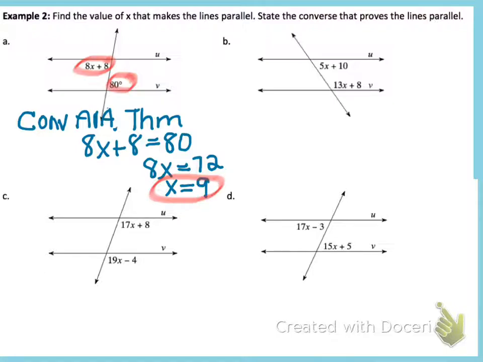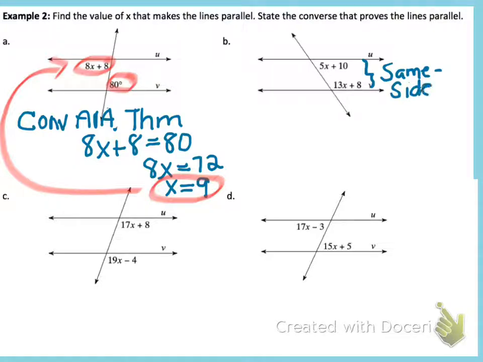So then when you plug 9 into this expression right here, you'd get 80 degrees and you'd have alternate interior angles be congruent. Now with B, we have these two angles. Now remember, these are called same side interiors, right? They're same side. And so if these are same side interiors, in order for the lines to be parallel, the same side interiors would have to actually be supplementary, not equal. And you can clearly tell they're not equal. One's quite large, one's quite small. One's acute, one's obtuse.